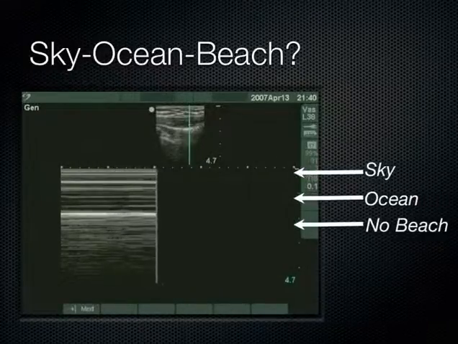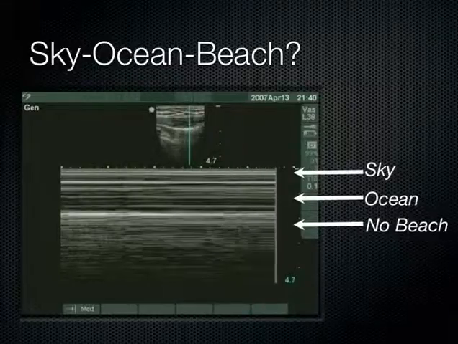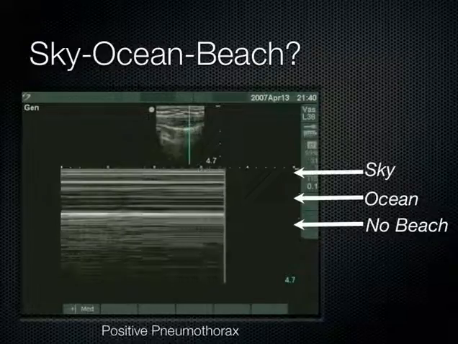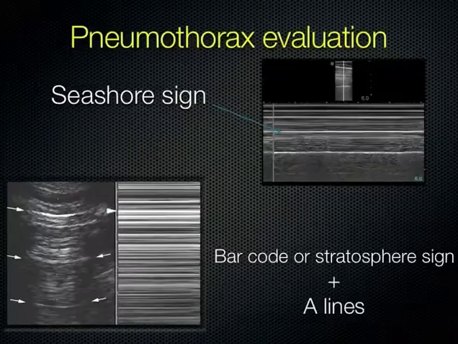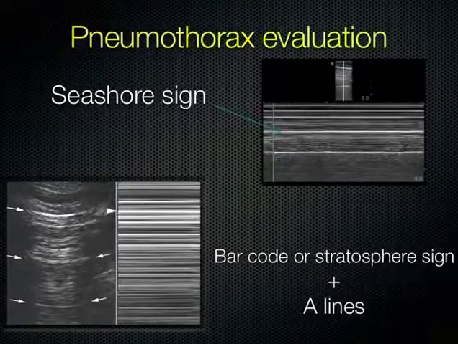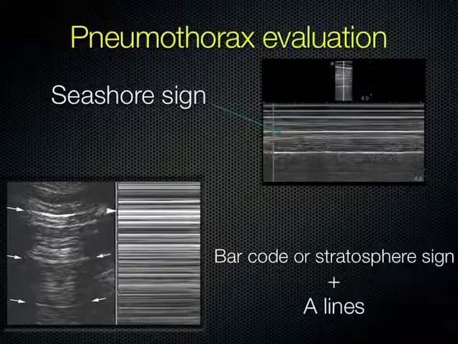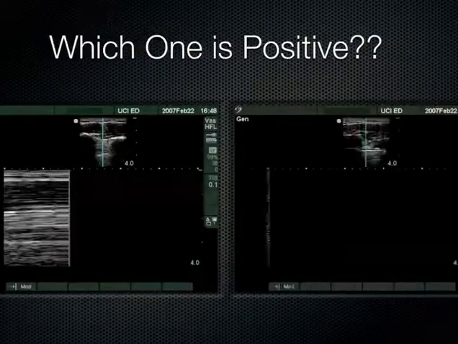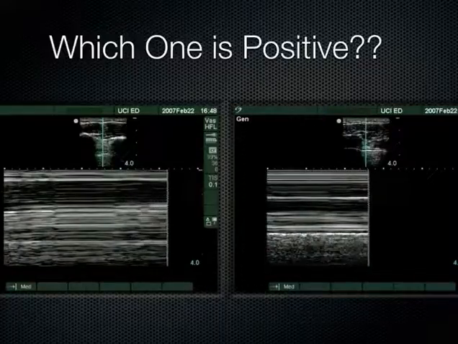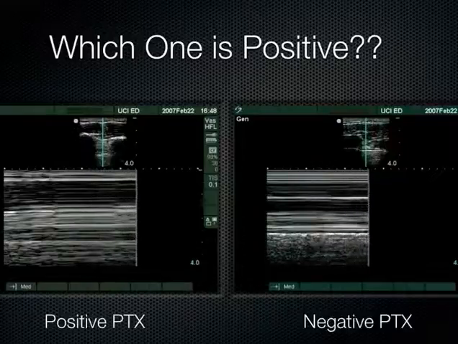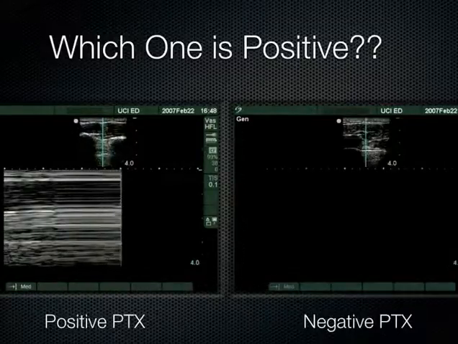Okay, just another example. On the lower picture, a film with multiple A lines, and when you put the M mode through it, you have what definitely looks like a barcode, and in the above picture you can see the beach, the graininess due to lung motion. Which one is positive, right or left? Correct. Once you understand what you're looking for and you can find that image, not a problem. And last example, which one is positive? Left. Nice job.